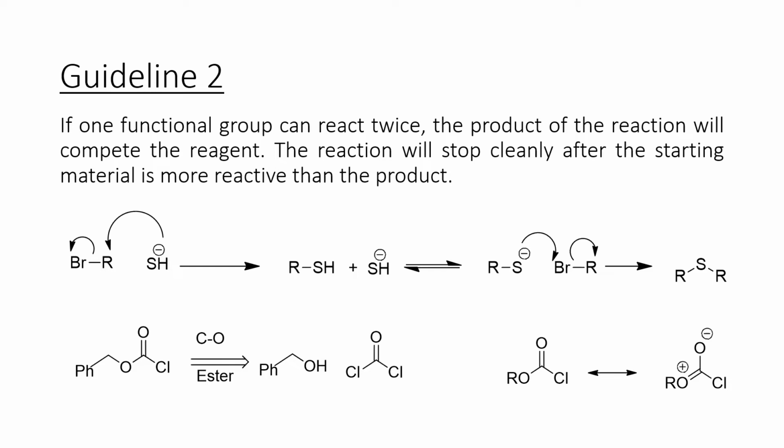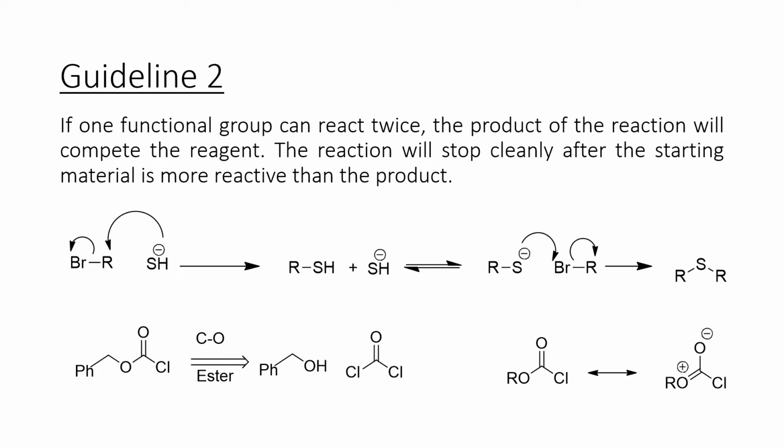Both of these, starting material and first product, will compete to react with the alkyl bromide. Here, if we need RSH as the single product, we can't achieve this if this RSH will compete for the reagent. Now in the second step, this RS with negative sign will again react with bromide and we get the RSR reaction product. This is the synthesis of thiol.